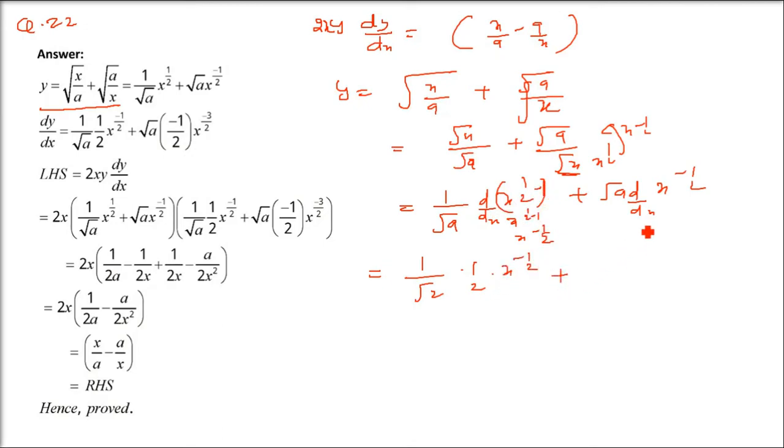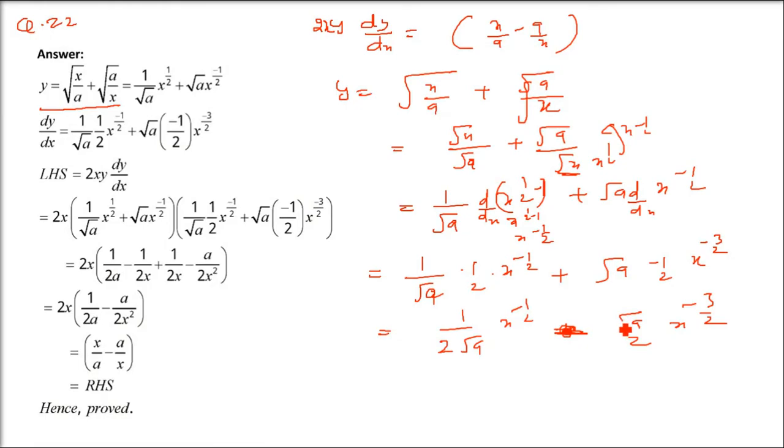Here for root a, minus half x to the power minus half minus 1, and minus half minus 1 is minus 3 by 2. So minus half x to the power minus 3 by 2. So you have 1 by 2 root a, x raised to minus half goes to the denominator as root x, plus minus root a by 2 x raised to minus 3 by 2. This is dy by dx.